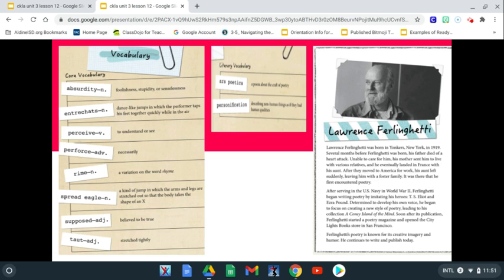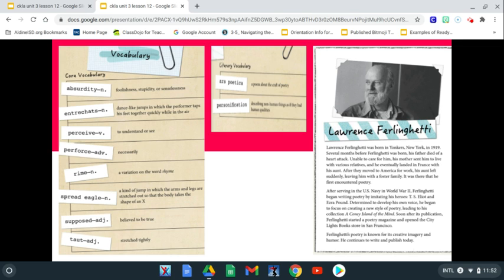Before we read our poem today, it's always good to go over our vocabulary and also to learn a little bit more about our poet, the author of our poem. The first core vocabulary word is in the title of our poem today: obscurity. It's a noun. It means foolishness, stupidity, or senselessness. You can see that in how someone might act if they're acting a little foolish or senseless, like they are not aware of what they're doing.